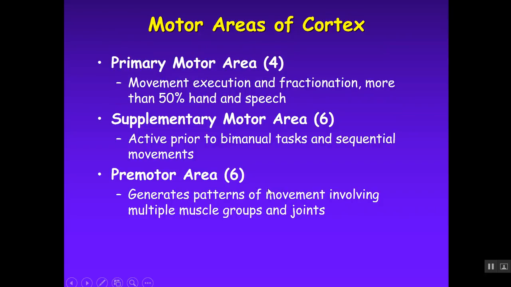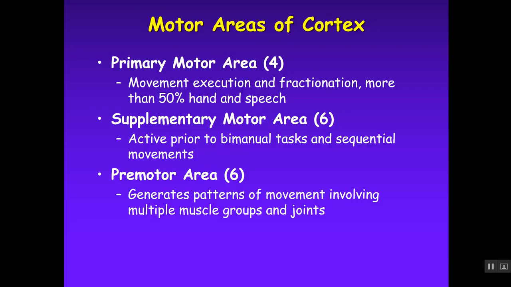Now we're up in the cortex, the motor cortex. We have those areas 4 and 6. We have the primary motor area. This is movement execution and fractionation. More than 50% of your primary motor strip, which is that precentral gyrus, is hand and speech. The rest is leg, trunk, hip.